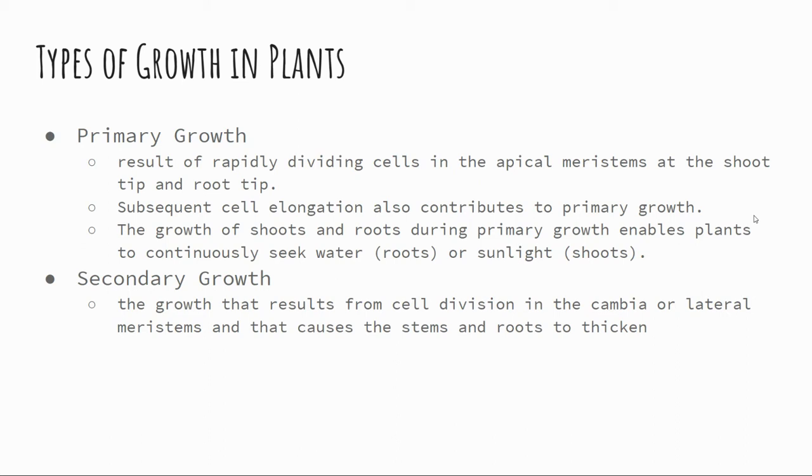Secondary growth is the growth that results from cell divisions in the cambium, or the lateral meristems, that causes the stems and roots to thicken. So secondary growth is going to be lateral. Okay, primary is up and down, secondary side to side.